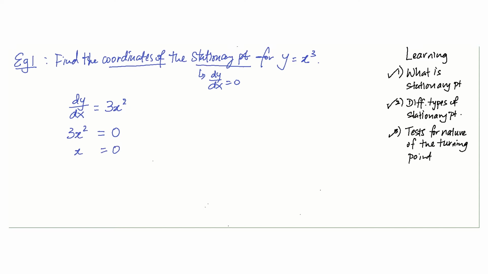So of course, we are supposed to find the coordinates. x equals 0 is just part of the answer. We need to find the y coordinate as well. So at x equals 0, y equals, sorry, it should be y equals 0 cubed, which gives us 0 as well. So ladies and gentlemen, our answer here, the coordinates of the stationary point, is (0, 0).